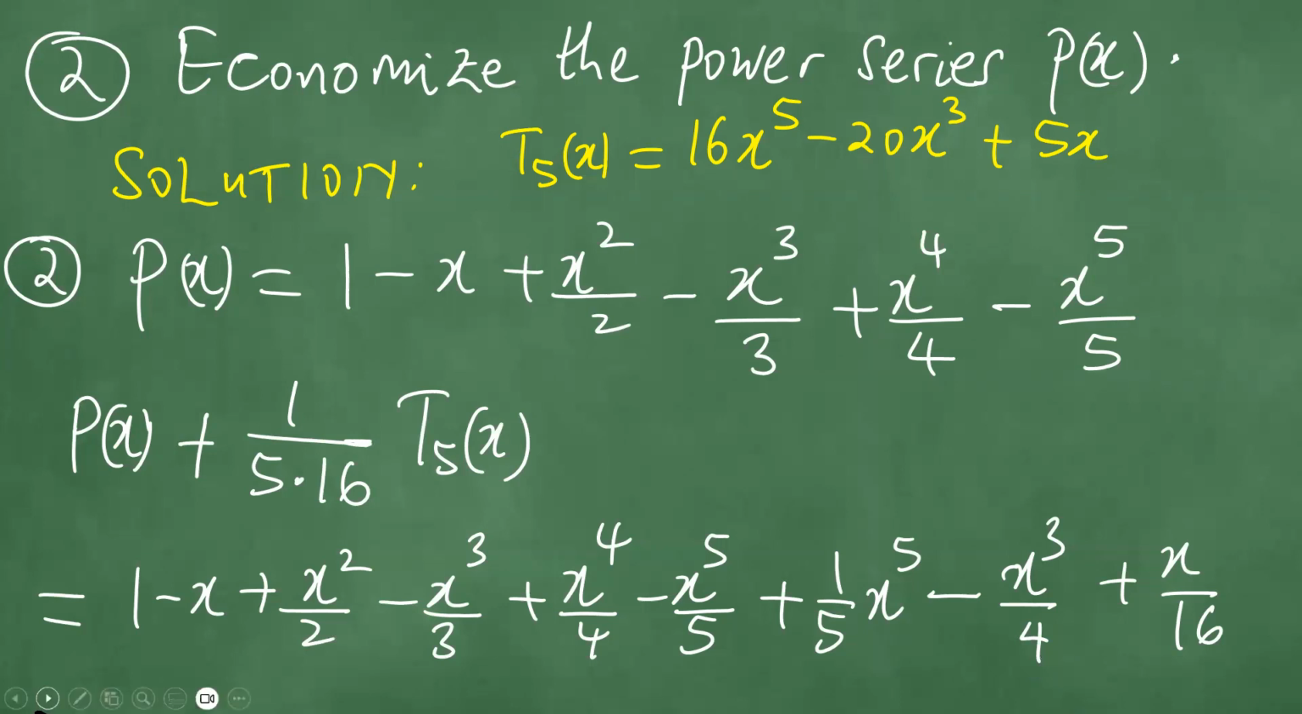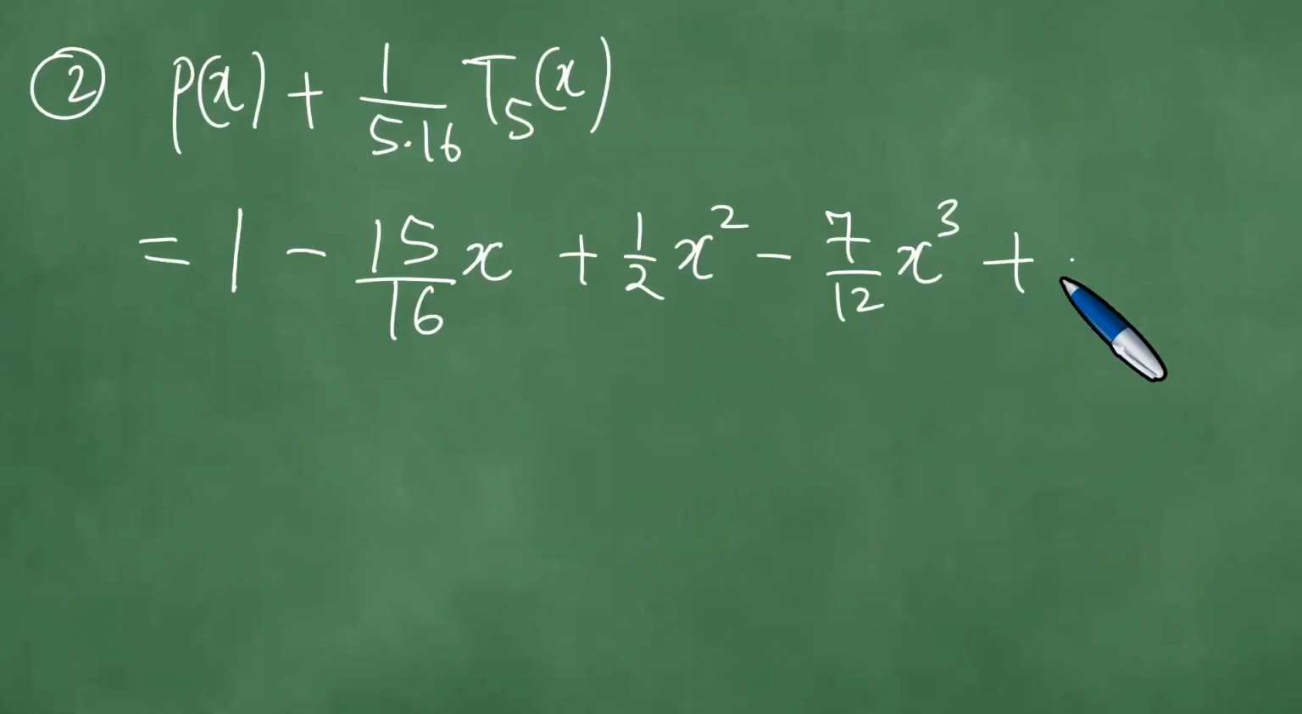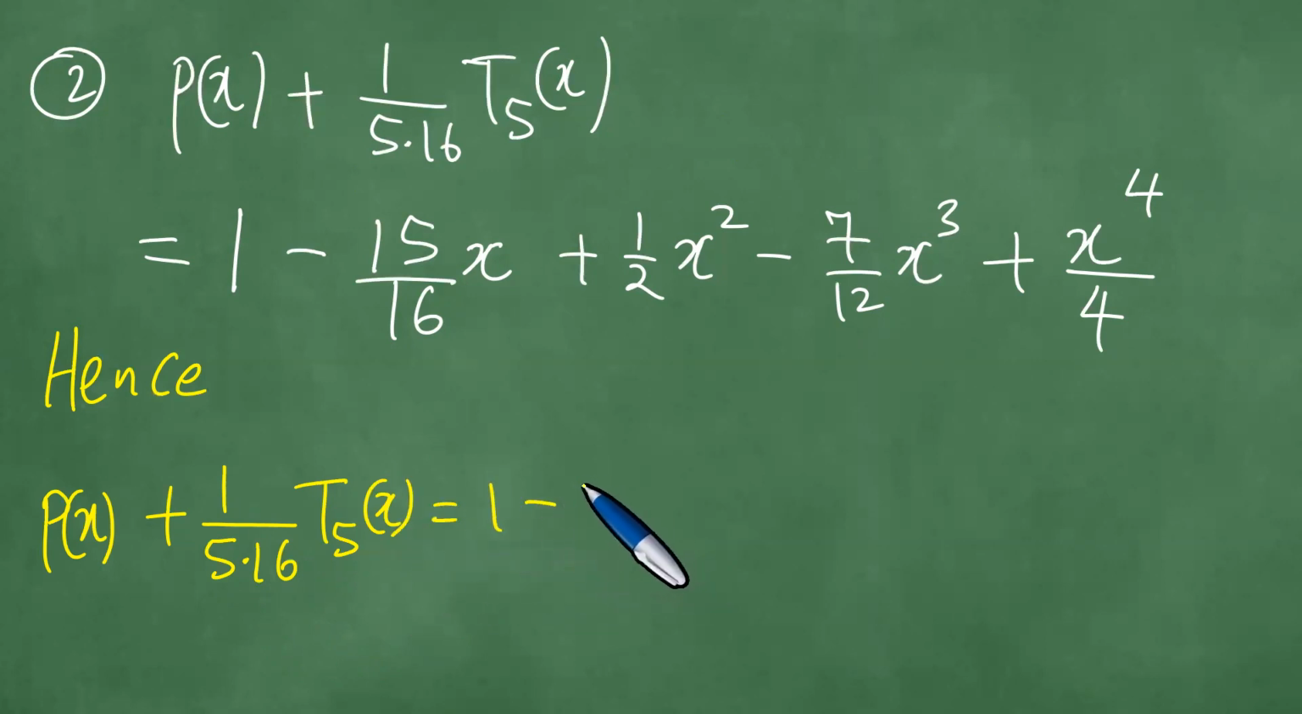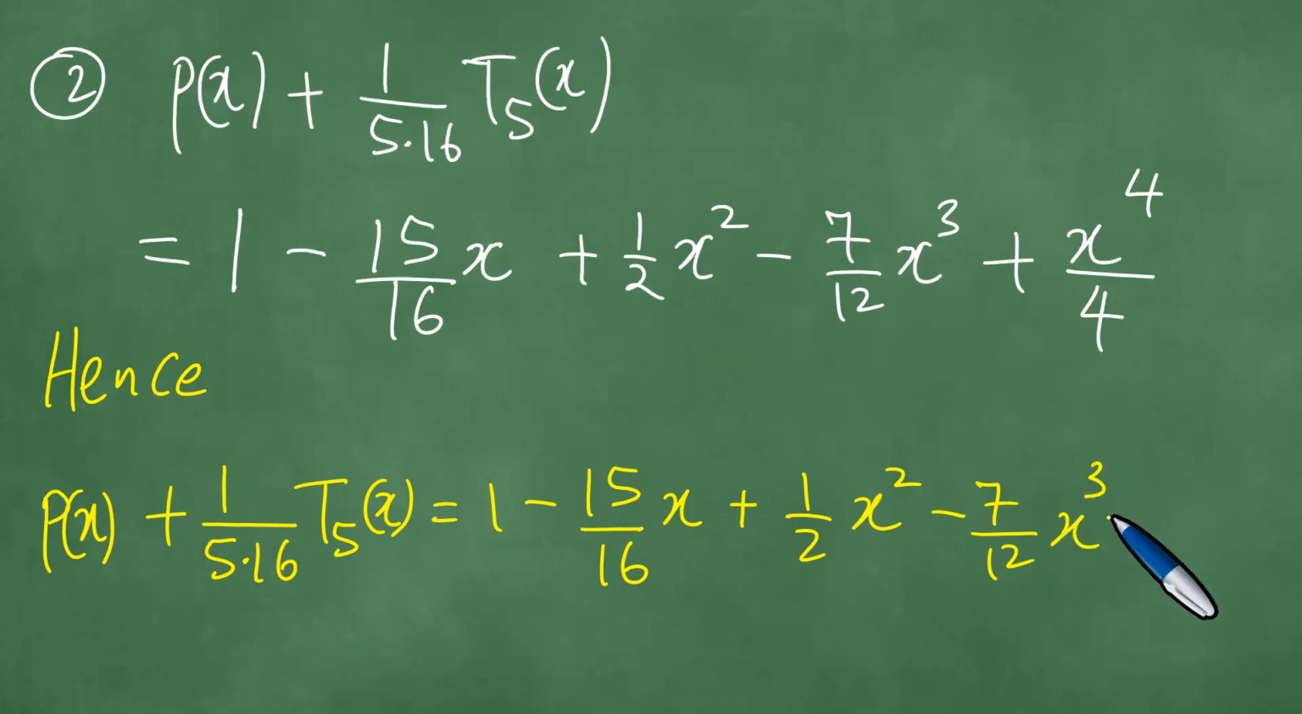What about x to the fourth power? And this is it. Hence, the implication is therefore that P of x plus 1 over 5 times 16 T5 of x is 1 minus 15 over 16 x plus 1/2 x squared minus 7 over 12 x cubed, and x to the fourth over 4. And this is the answer.